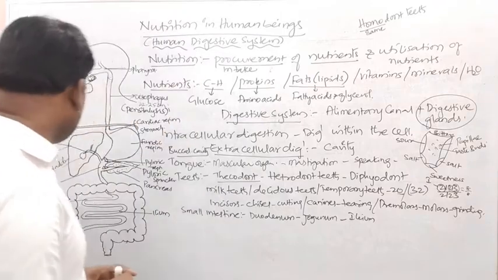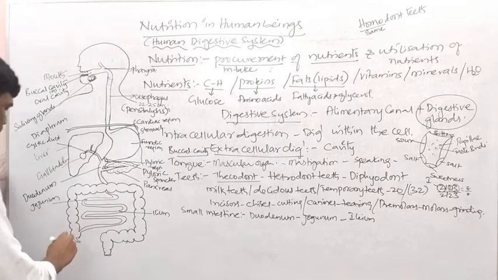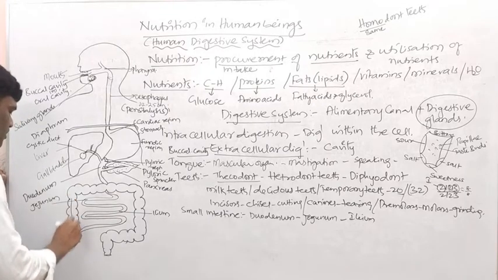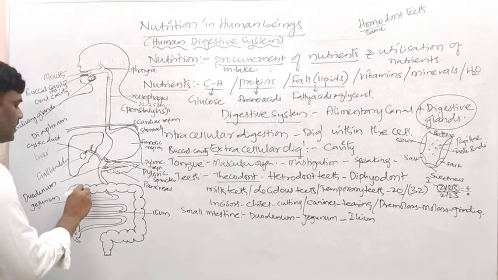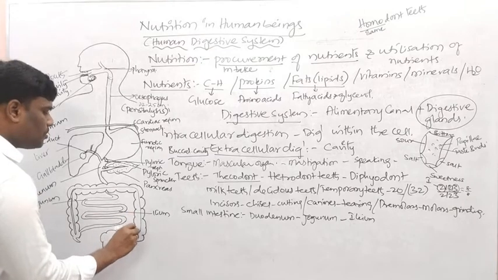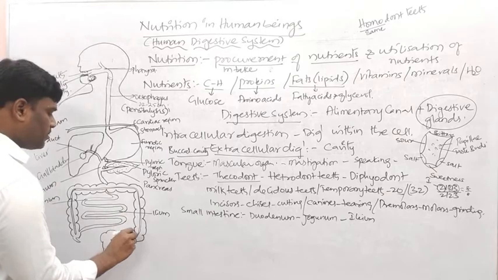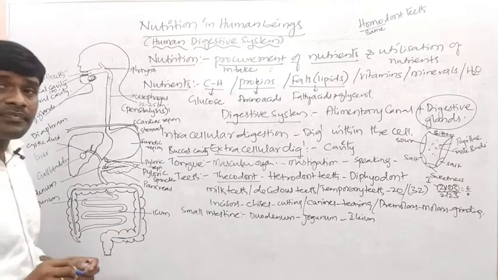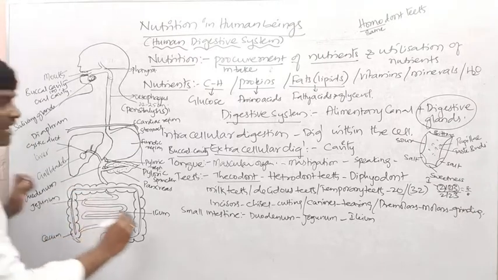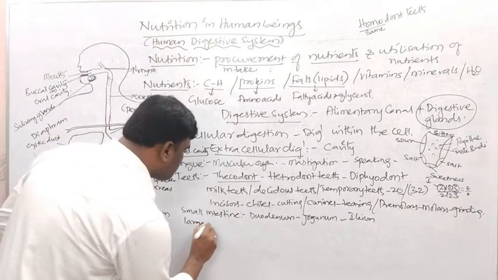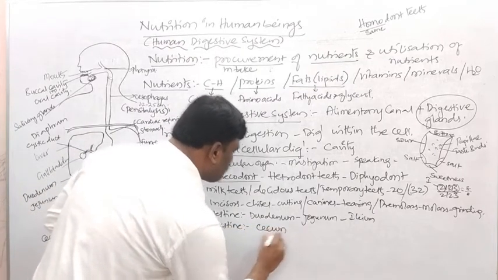So this small intestine opens into the large intestine. This is the large intestine, you see. This large intestine also consists of 3 parts, children. The first one is the cecum. This is the cecum. I'll write it here. Large intestine consists of cecum, isn't it?